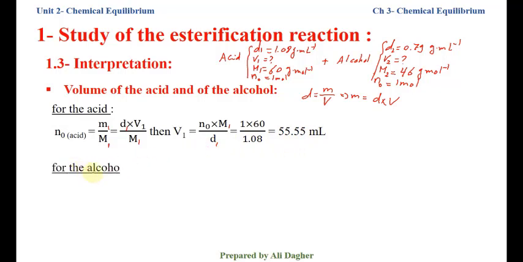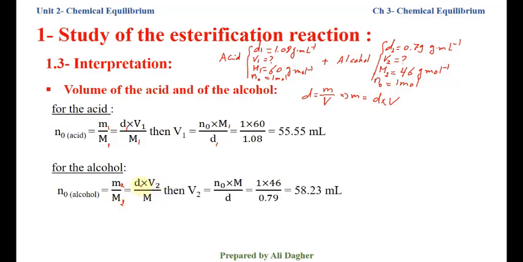The same for the alcohol. N0 equals mass over molar mass, m2 over molar mass 2, equals density 2 times V2 over molar mass 2. Then V2 equals initial number of moles times molar mass over density. Initial number of moles 1, molar mass 46, and density 0.79. The volume equals 58.23. Sometimes the volume is given and we need to calculate the number of moles. Same rule: number of moles equals mass over molar mass, equals density times volume over molar mass. We replace the volume by its value, density by its value and molar mass by its value. We obtain the initial number of moles.